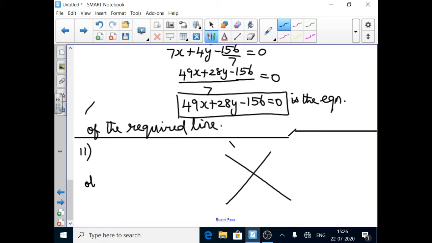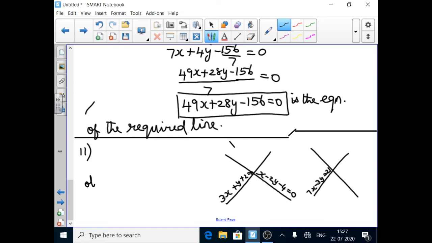This is the first pair: 3x plus y plus 2 equal to 0. This is the first equation. Another one, x minus 2y minus 4 equal to 0. Another point of intersection they give, so for that also draw like this. It is 7x minus 3y equal to 21.